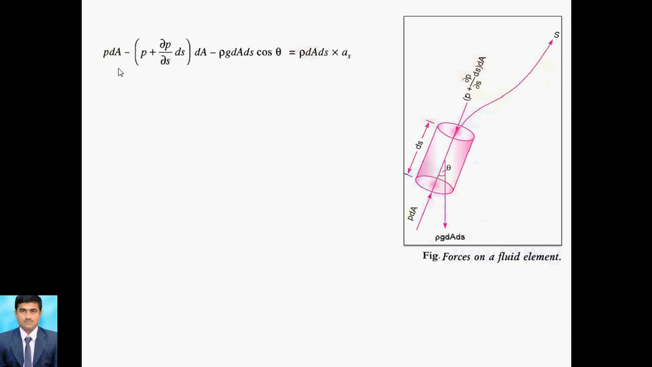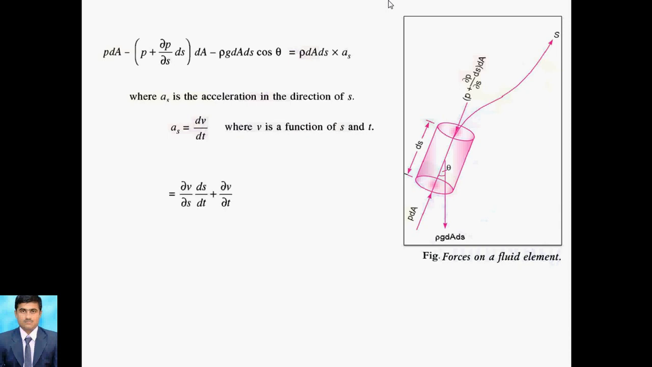Now we solve this equation first. Here as is the acceleration in the direction of s. Then as is equal to what? dv by dt, because acceleration is nothing but change of velocity with time. So as is equal to dv by dt, where v is a function of s and t.